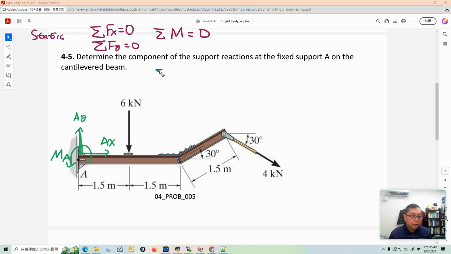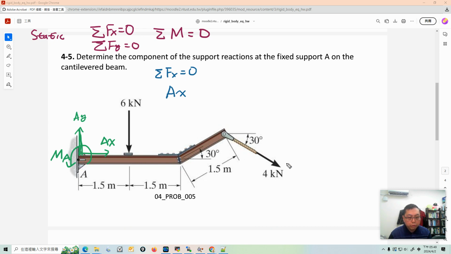First of all, summation Fx equal to 0. Let's look at what x component forces we have. Here is the reaction force AX from this fixed support. This other force is vertical, so there is no x component.